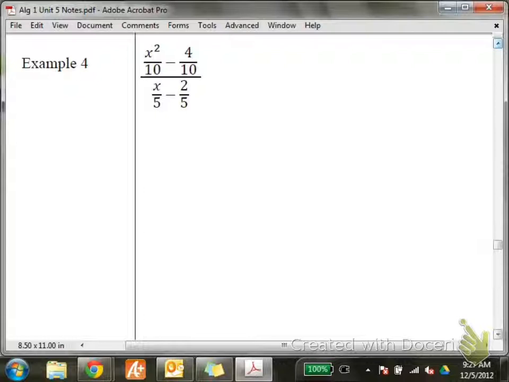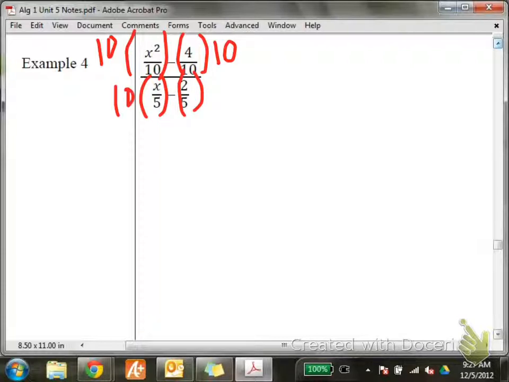Turn to your neighbor, tell them what it is. Okay, guys. So, what is my LCD? Mary, what's the LCD? 10. Good. So will everybody in your notes please multiply everything by 10? So we are multiplying everything by 10 this time.